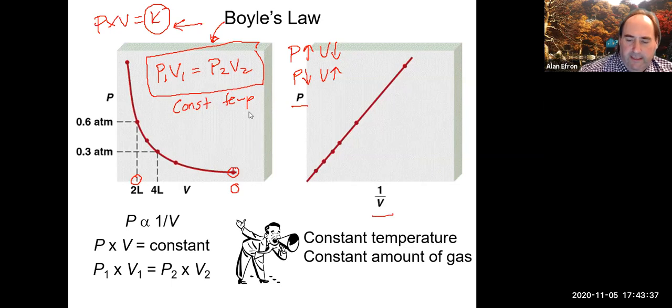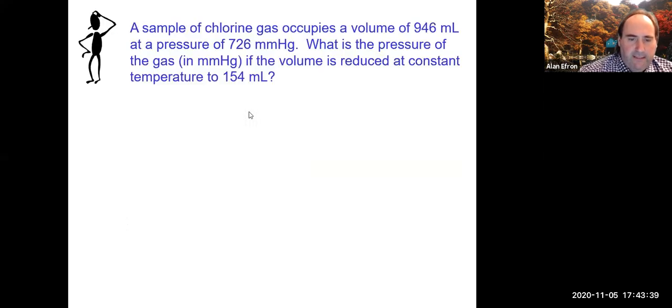Okay, so why don't you try one here, see what you come up with. A sample of chlorine gas occupies a volume of 946 milliliters and a pressure of 726 millimeters of mercury. What is the pressure if the volume goes to 154?